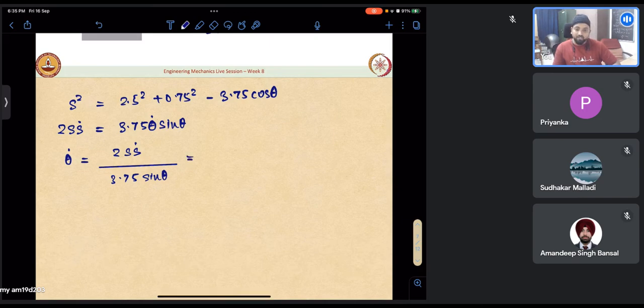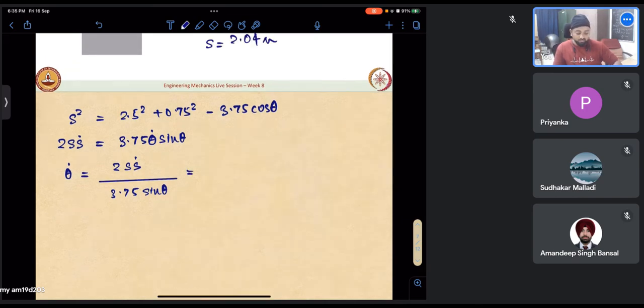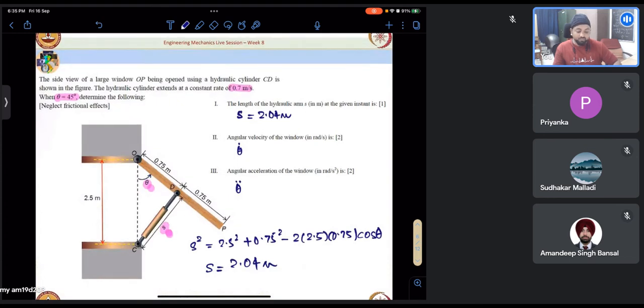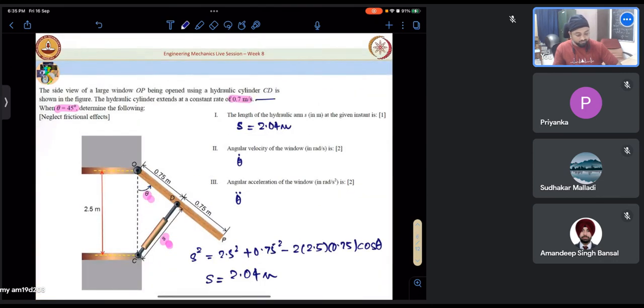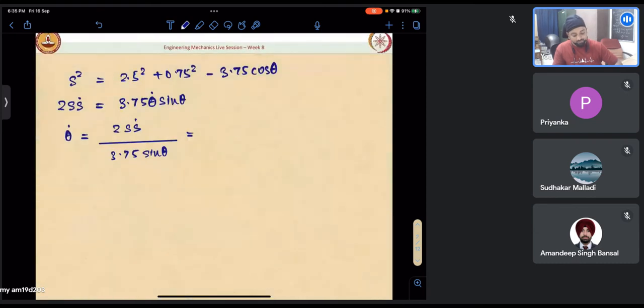S we just calculated. S dot, do we know? It has been given in the question that it is extending at a constant rate of 0.7. So S dot is essentially 0.7. And it is qualified that it is constant. So what does that imply? This implies that S double dot is 0. It is constantly extending. We will see where we apply that.